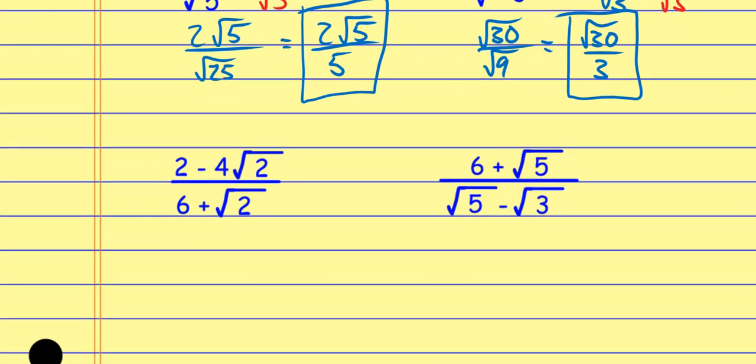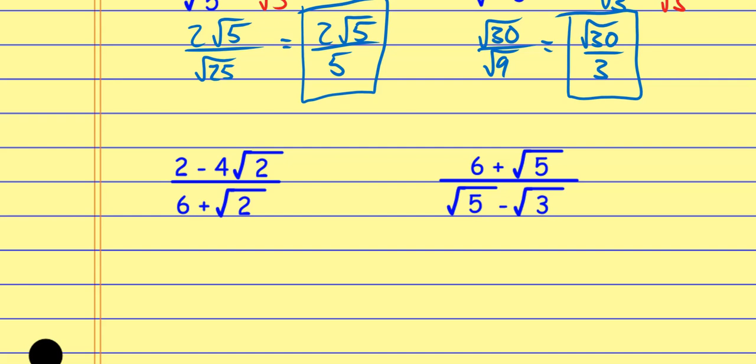If I look at something like this guy, these become a little bit tricky. And if you look at some of the examples that we've done in the past, it should give you some hints about what to multiply by. Students will try all kinds of things here. They'll try multiplying that 6 plus root 2 by itself, 6 plus root 2, but that doesn't work. They'll try multiplying by just the square root of 2, but that doesn't work.